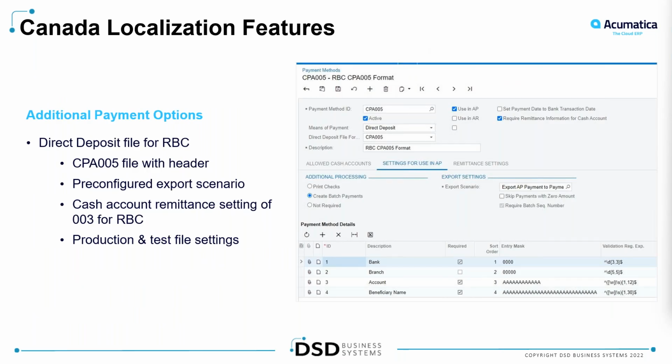There are some additional Canadian localizations coming for direct deposit files. Their banking files are slightly different than the US counterparts, if you will. And then there are ways to configure these, set these up for processing vendor ACHs, if you will, or even employee expense reimbursements as needed accordingly.